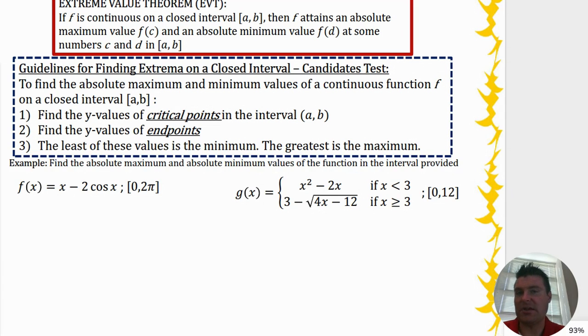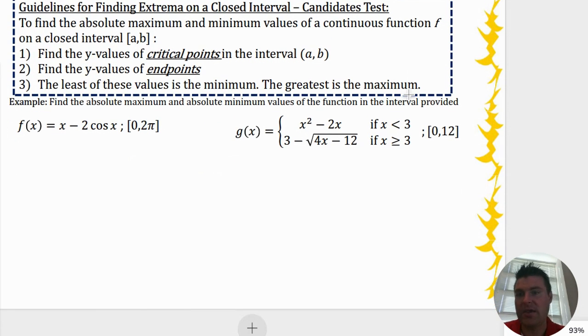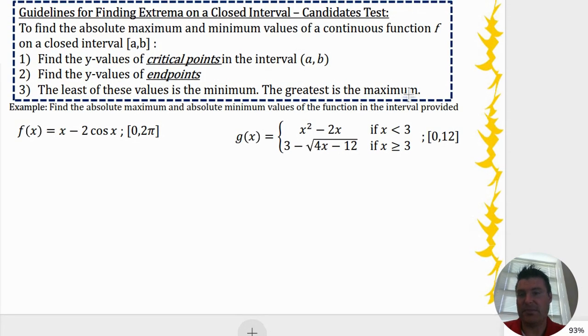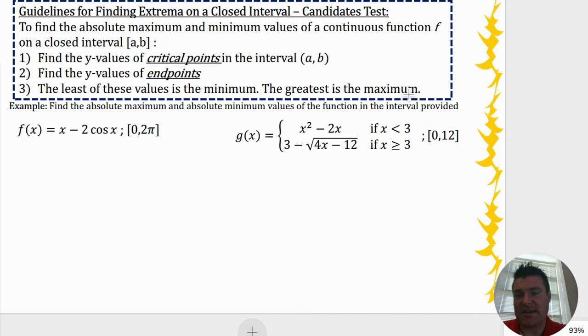A lot of times instead of asking, is this continuous, they'll ask, does this have an absolute max? And it's up to you to translate that question and say, oh, I need to prove that this function is continuous. So in order to find those absolute max and absolute min values, we're going to use the candidates test. You can see the steps right here.